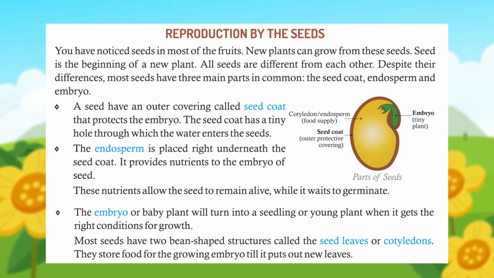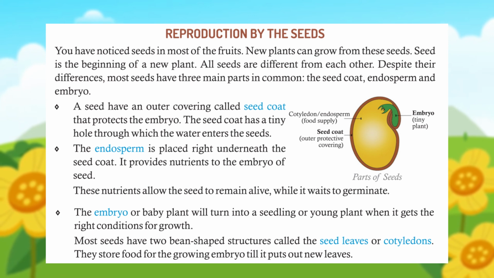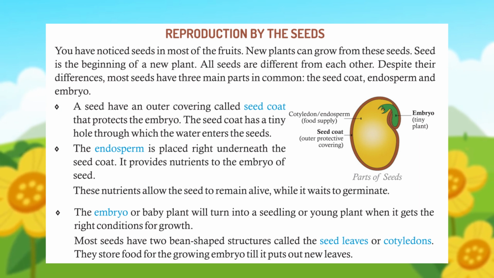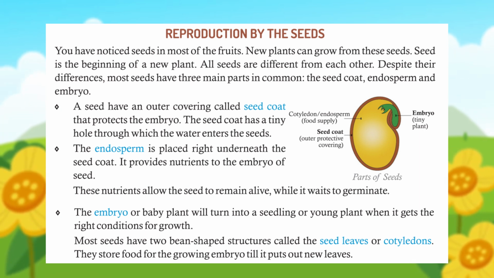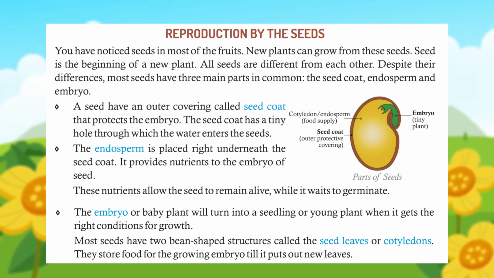The embryo or baby plant will turn into a seedling or young plant when it gets the right conditions for growth. Most seeds have two bean-shaped structures called the seed leaves or cotyledons. They store food for the growing embryo till it puts out new leaves.